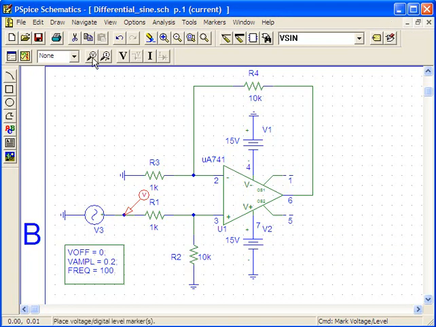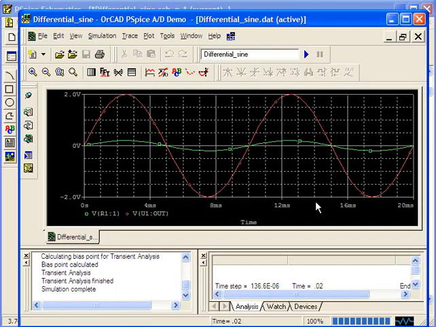Let's add another DMM for the output. Okay, now we'll have both the input and output on the same graph. The green one is the input with a magnitude of 200 millivolts, while the red is the output with a magnitude of 2 volts.